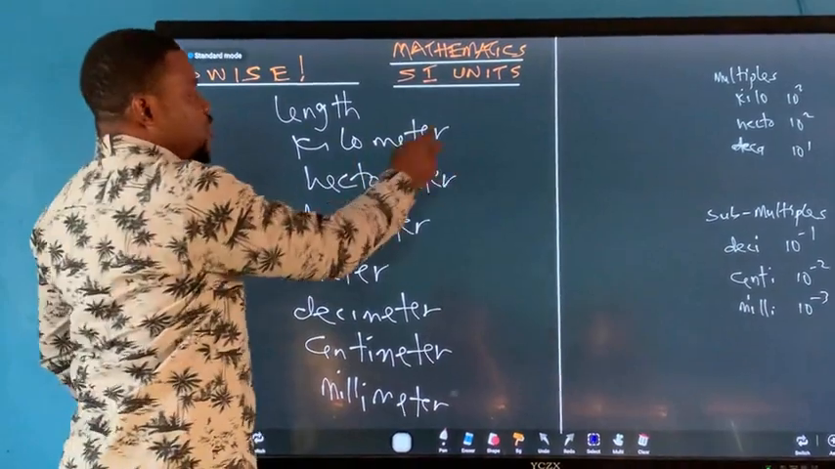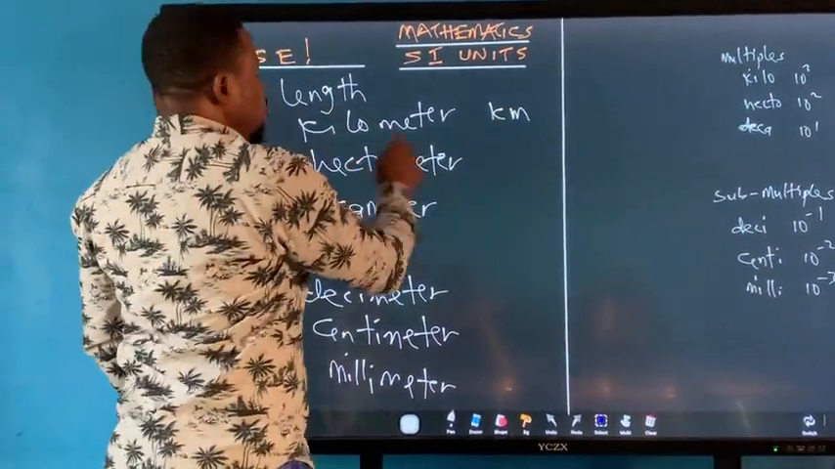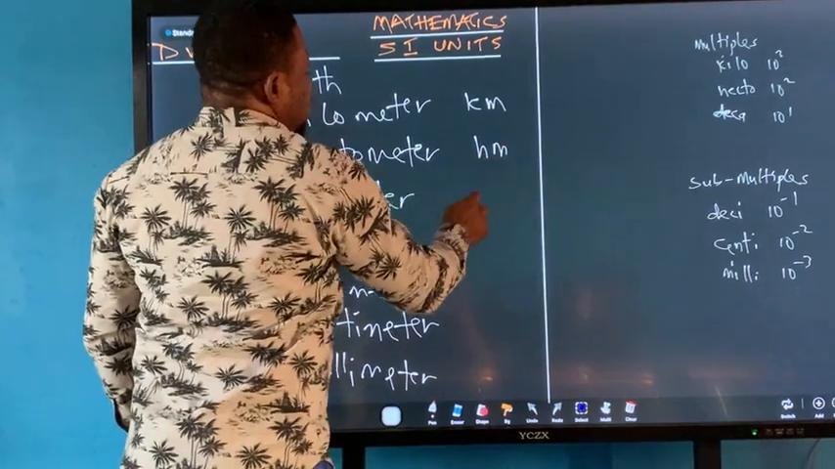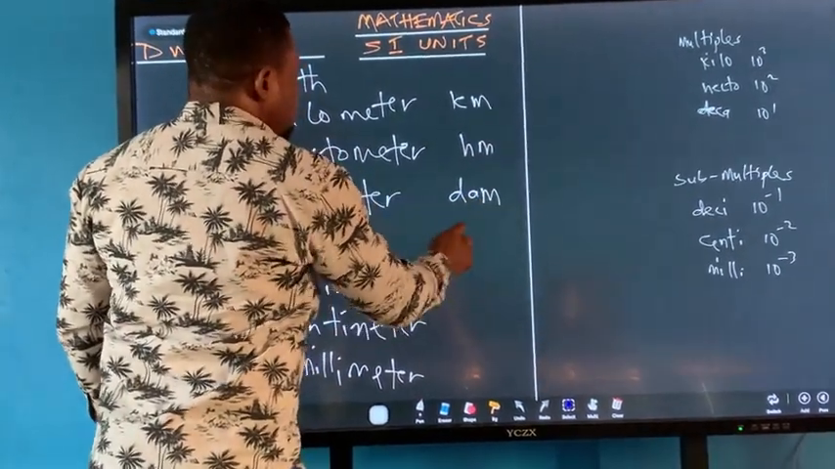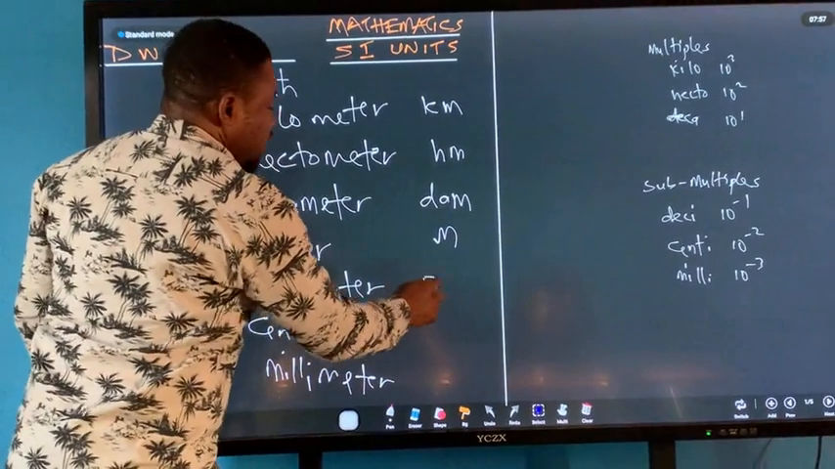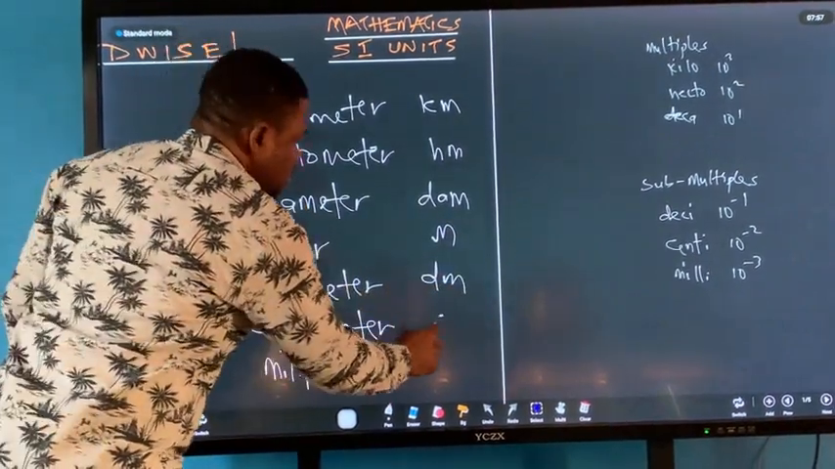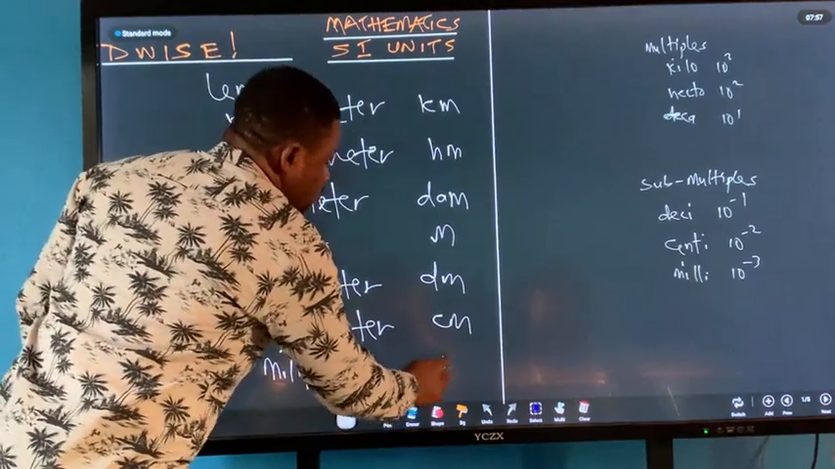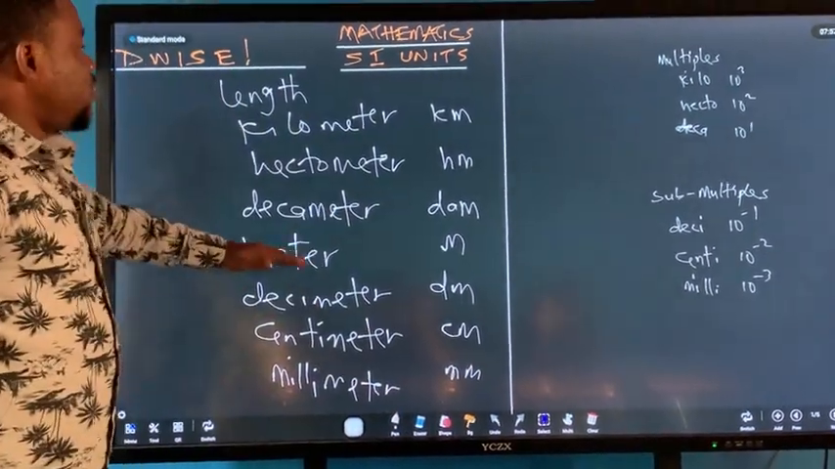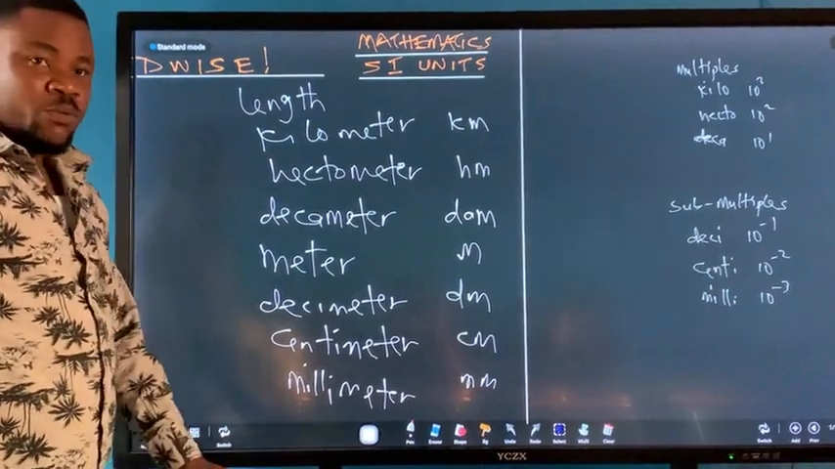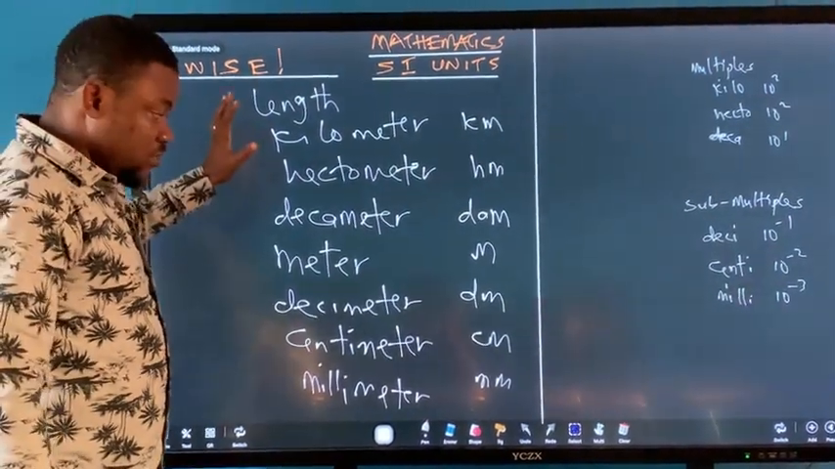The short forms for these are written as KM, HM, DAM, M, DM, CM, and MM. This is what we mean: these are the multiples and these are the submultiples, for length.